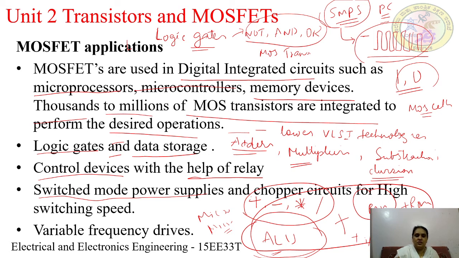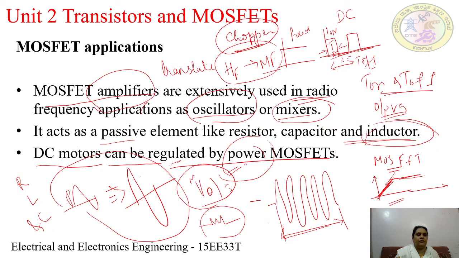The MOSFETs are used in the SMPS and the chopper circuits to obtain high switching speeds. They are also used in the variable frequency drives. The MOSFETs are used in the amplifiers for radio frequency applications. So they also work like the oscillators and the mixers. The MOSFET also behaves like RLC passive elements because of their constructional parameters. The power MOSFETs are used for the regulation of the DC motors voltage or the power.